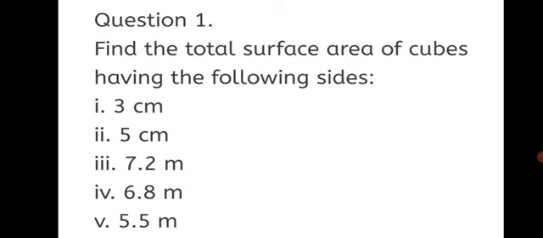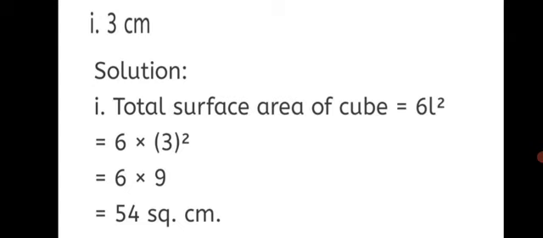So let's solve the first sub question, which is 3 centimeter. The side is 3 centimeter. So first sub question gives us side 3 centimeter. Our solution, use the formula total surface area of cube. Why this formula? Because we are told to find the total surface area of cube, which is equal to 6L square, where L is the side. Now what is the side given in the question? 3 centimeter. So we substitute 6 into 3 square. 3 square means 3 into 3 is 9.